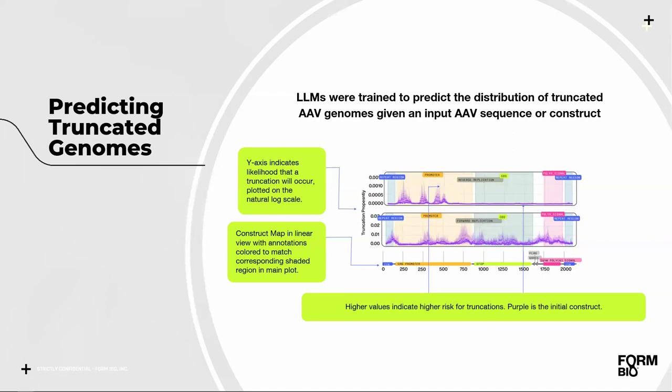And when you see these peaks in the promoter region, these peaks indicate that these are regions that are at a higher risk for truncation. So these are regions that are problematic, and that's information that you get right away. So what we can do instead is maybe swap it out for a promoter that has a lower truncation risk so that we're still able to package the therapeutic gene of interest most efficiently.